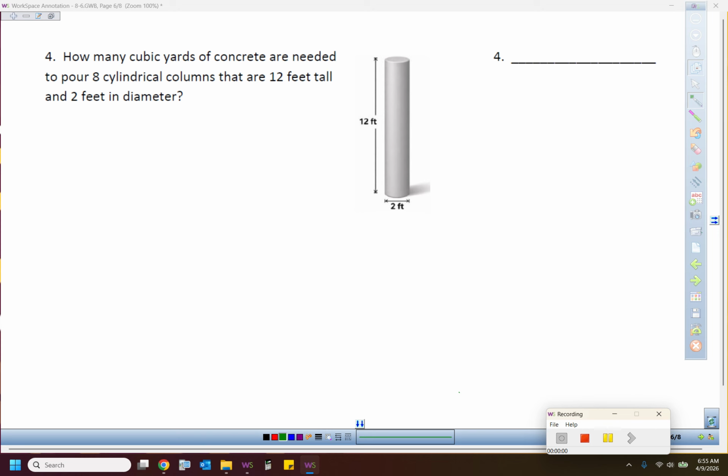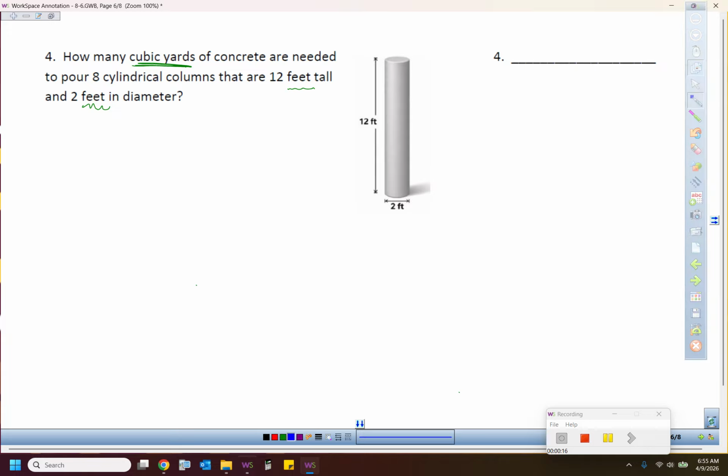All right, finishing off 8-6, part 2 here. They ask us how many cubic yards of concrete are needed to pour 8 cylindrical columns that are 12 feet tall and 2 feet in diameter. Well, let's think about our shape here.